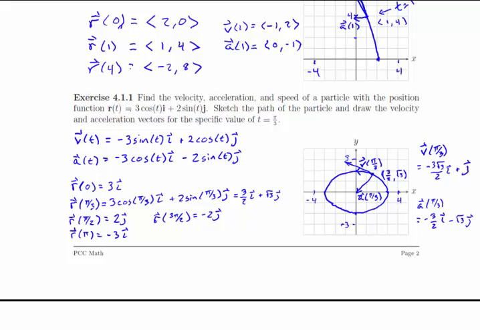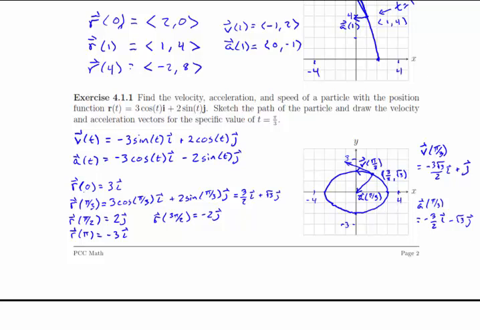And I found the velocity function by taking the derivatives here. So we have v of t equals -3 sine of t in the i direction plus 2 cosine of t in the j direction. The acceleration function a of t equals -3 cosine of t in the i direction and -2 sine of t in the j direction. I then said, okay, I want to get some points on here, and I'm pretty familiar with this function. This is helping me recognize that this is the equation of an ellipse.